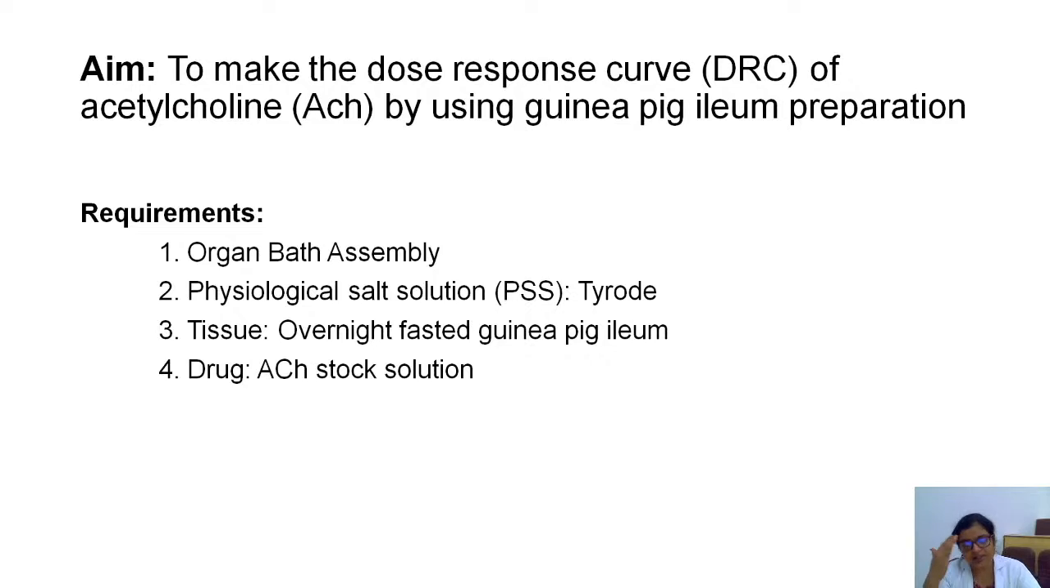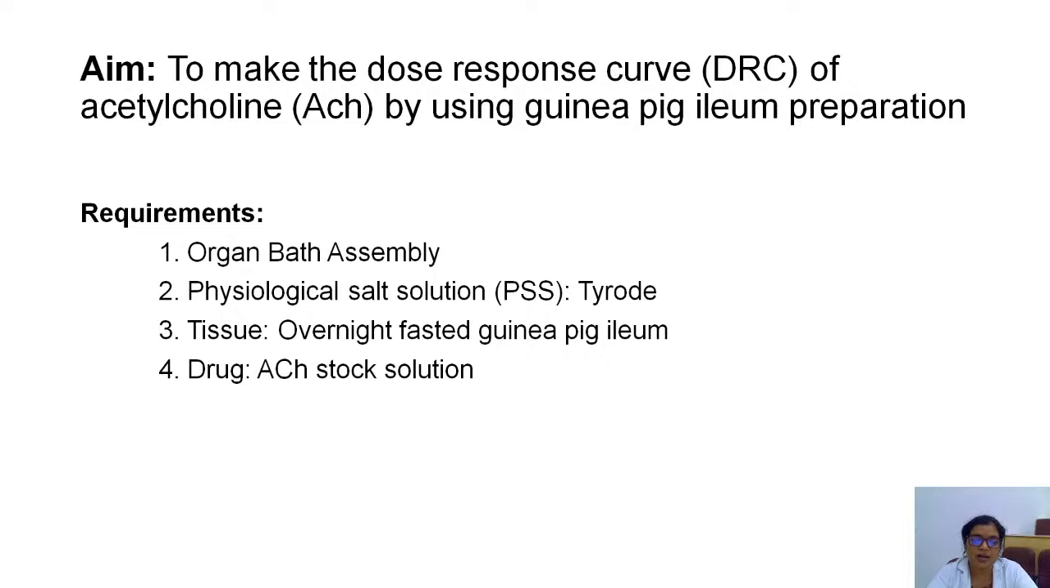Now what is the experiment that we generally do? The aim of our experiment, at your level, is to make the dose response curve of acetylcholine by using guinea pig ileum preparation. Acetylcholine is one of the substances for which you do bioassay. So you have to make a dose response curve of acetylcholine, and what will you require for this?